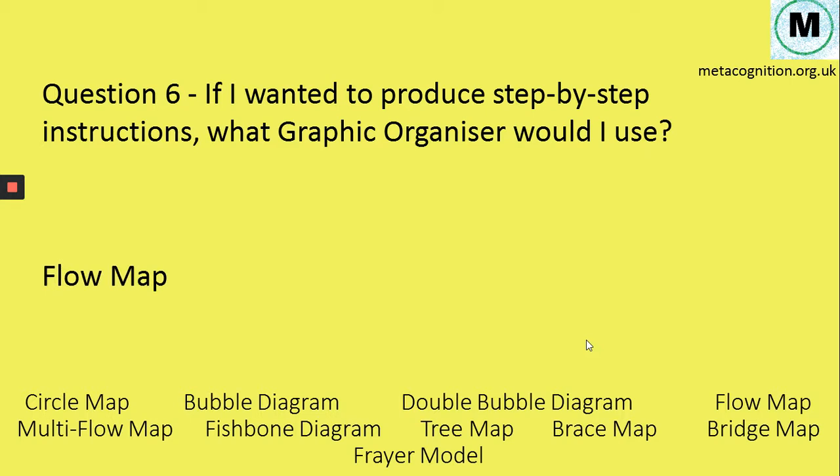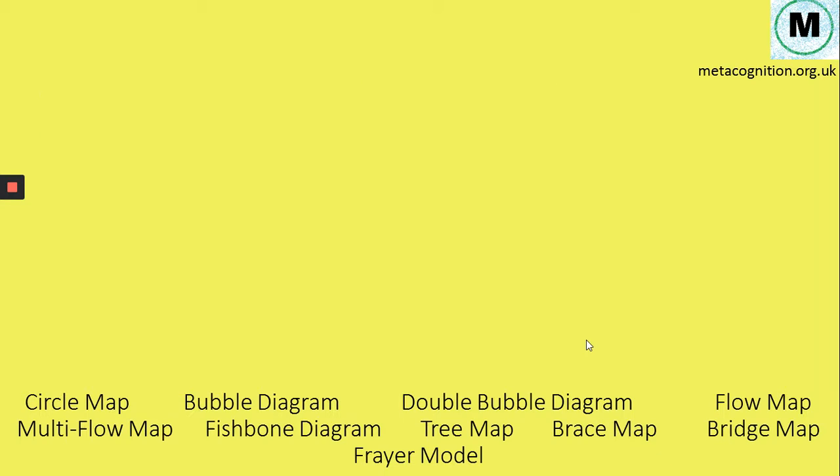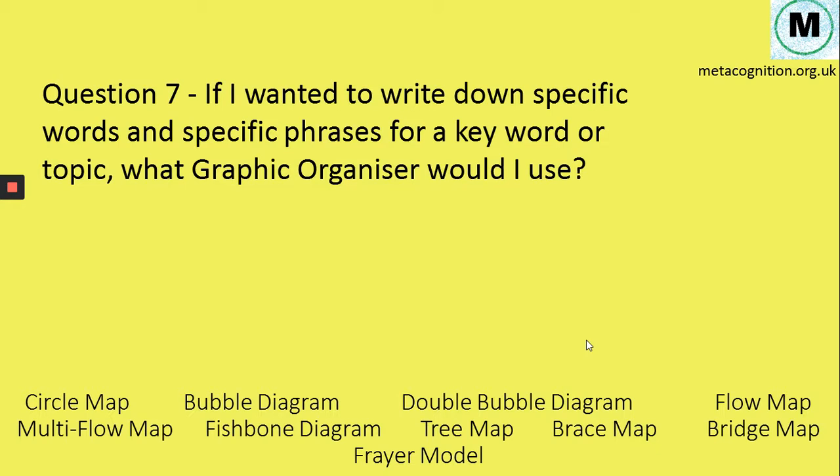The answer for this one is, of course, flow map. In the flow map, you write instructions, you write things step by step to show what order they go in. Question 7. If you wanted to write down specific words and specific phrases for a keyword or topic, what graphic organizer would you use? Pause your video, write down your answer, and come back when you're ready.